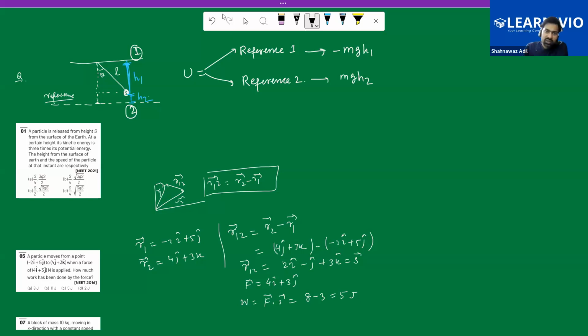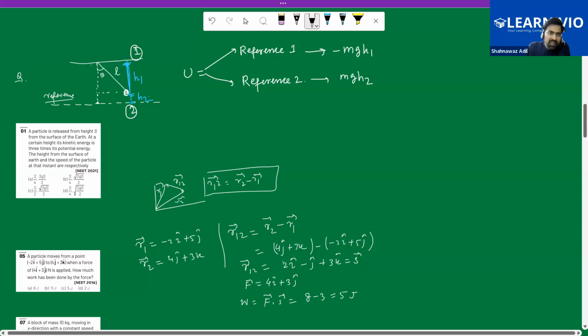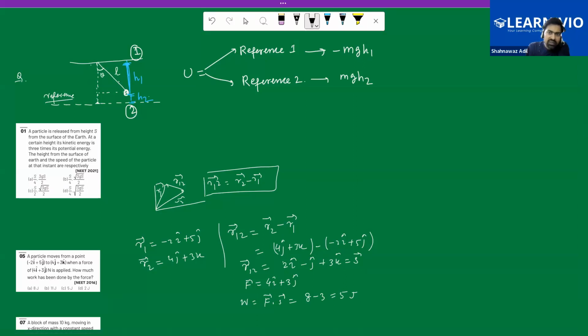Yeah, you guys have forgotten. So this is the cos theta. If this is theta, so this would be cos theta. So this is H1, right? And H1 is simply L cos theta. Right, so this would be minus mg L cos theta.